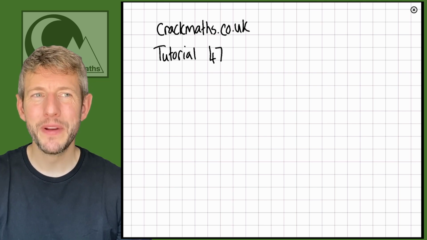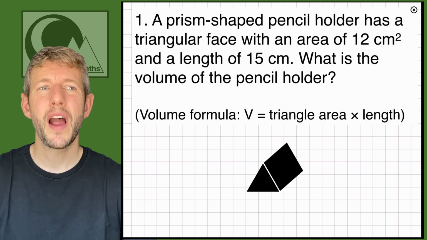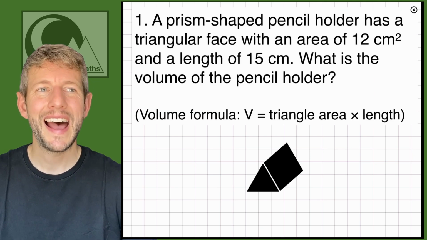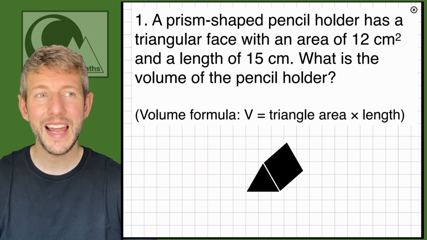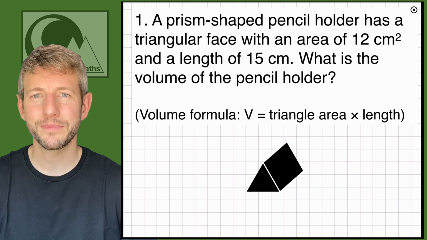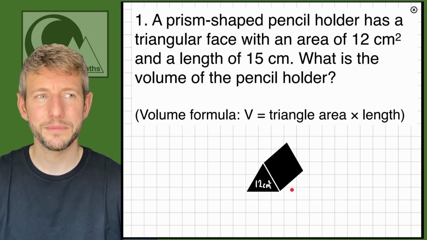Okay, right, so here we are. We have scenario question 1. This question says, a prism-shaped pencil holder has a triangular face with an area of 12 centimetres squared and a length of 15 centimetres. What is the volume of the pencil holder?